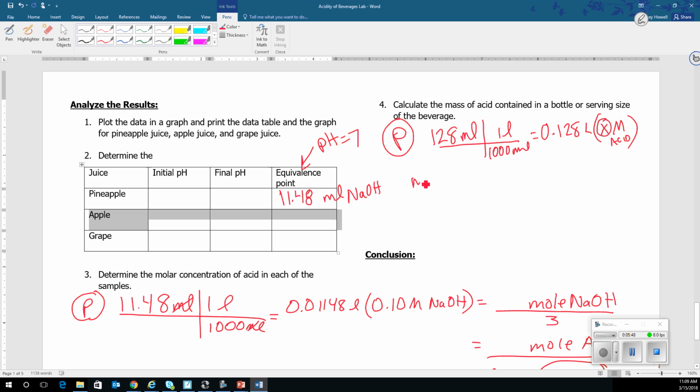So then I'll have some amount of moles of acid. Then I've got to add up how many grams per mole there are in acid. You did pineapple in your pre-lab. It's number 1. You already added it up. So it was like 190 something, right? I'm just going to put 191 because I can't remember the number. You're going to times that out, and that's how many grams of citric acid you're going to drink. Okay?